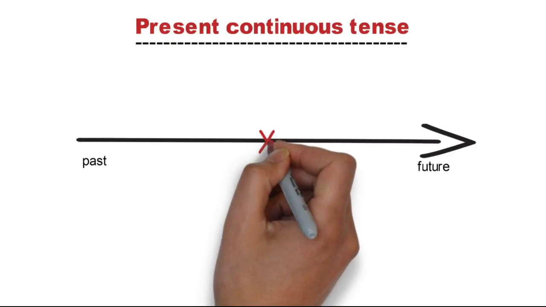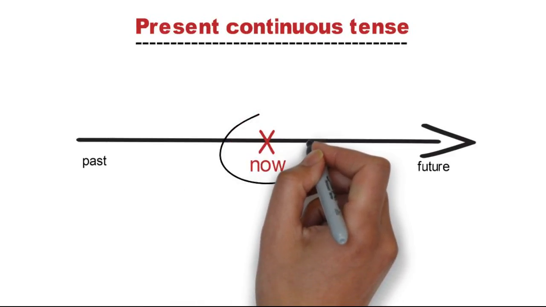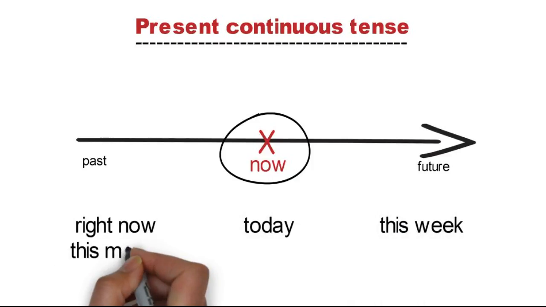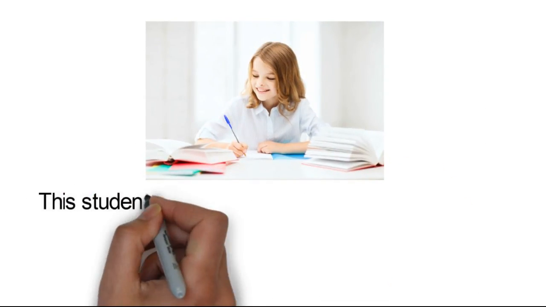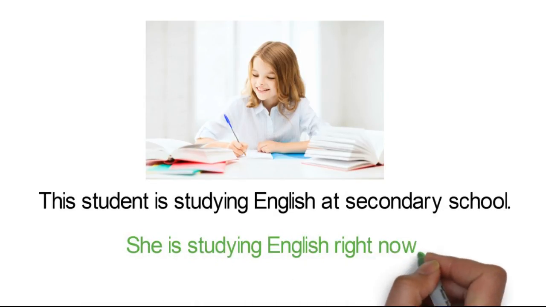We can also use the present continuous tense to talk about longer actions that are happening nowadays. This means that they are happening right now, or today, this week, this month, this year, these days, and so on. For example, this student is studying English at secondary school. She is studying English right now.